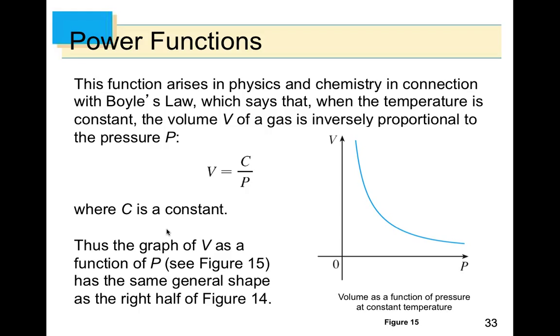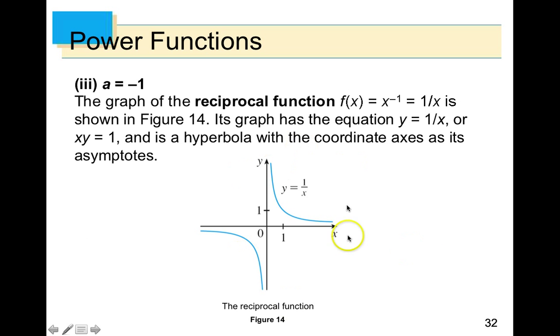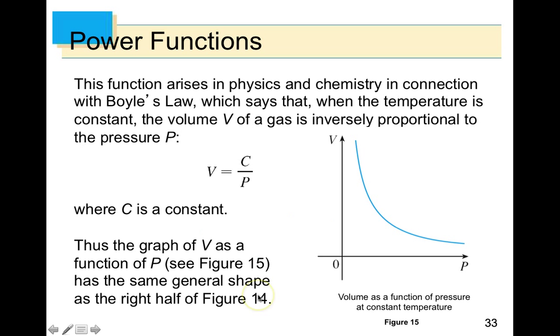So this is actually a reciprocal function. But since we're dealing with real-world situations, you can't have negative volume, so we only focus on the right half of this graph. We use this part of the graph to talk about Boyle's law.